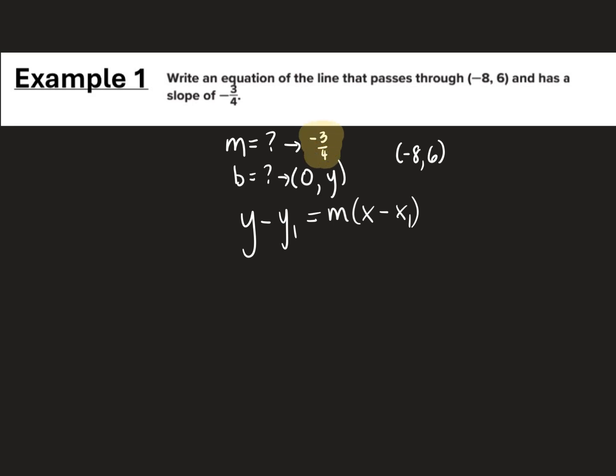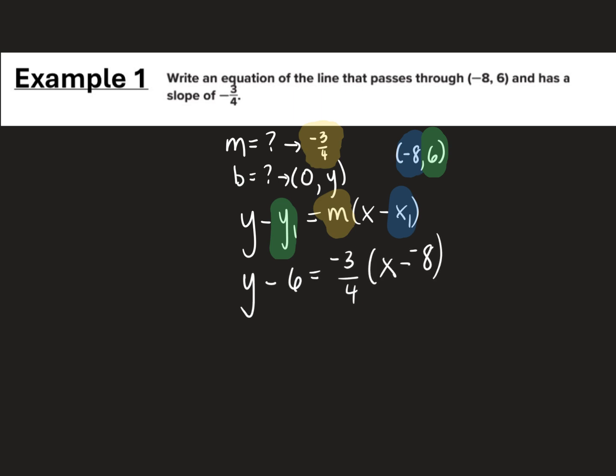My slope, I do know, it is -3/4. And my x1 and my y1 I also know. My x1 is -8 and my y1 is positive 6. So y minus positive 6 equals -3/4 times x minus negative 8. And you are welcome to go ahead and put plus positive 8, as two negatives together would make a positive.